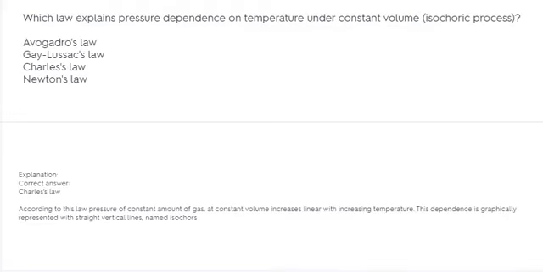Which law explains pressure dependence on temperature under constant volume? Avogadro's law, Gauss' law, Charles's law, Newton's law. Explanation. Correct answer: Charles's law. According to this law, the pressure of a constant amount of gas at constant volume increases linearly with increasing temperature. This dependence is graphically represented with straight lines named isochores.